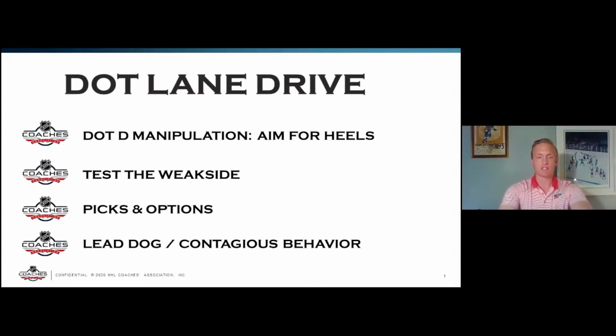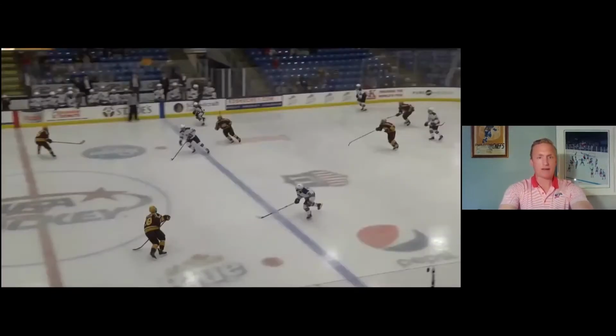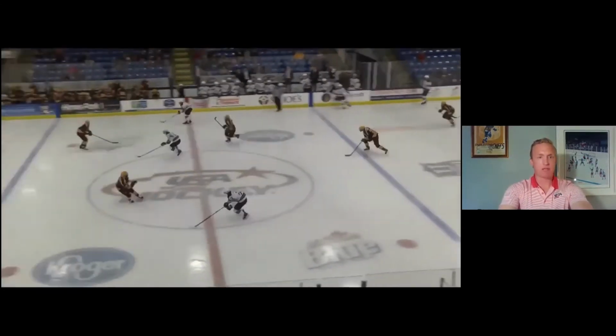So if they're in a slide system, it's a really far way for that weak side D to travel. He doesn't want to go that distance to get all the way outside his dots and have both defensemen logged onto one side of the ice, around one line of longitude on the ice surface. So through that dot lane manipulation, you end up having picks and different little give and go options. And then we're going to talk about a badge of honor amongst our team, a cultural item called the lead dog.